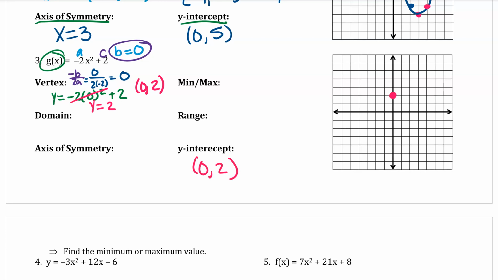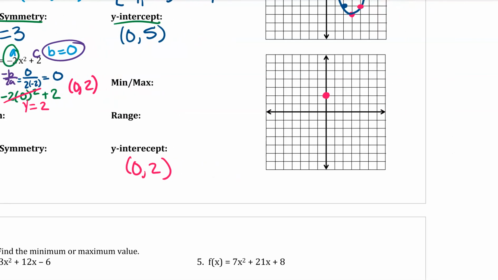That's nice. Now this time my A value is -2. So I'm going to write my 1, 3, 5 on the side, and I'm going to do times -2, times -2, times -2.